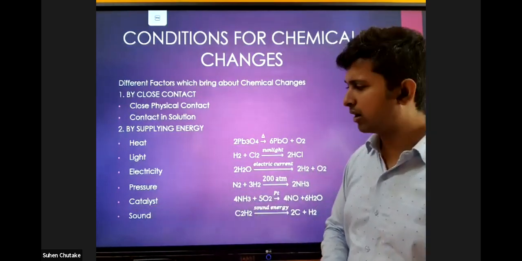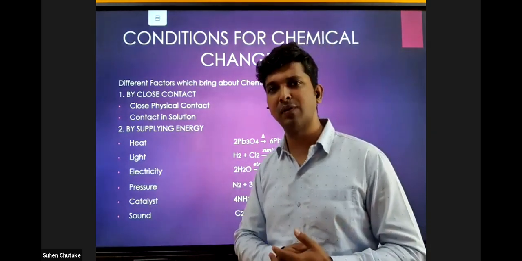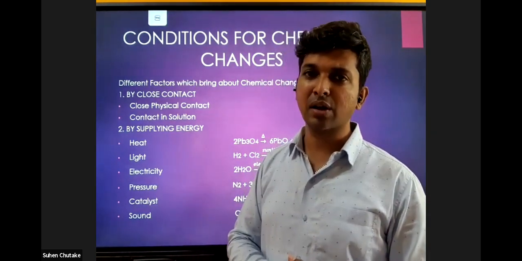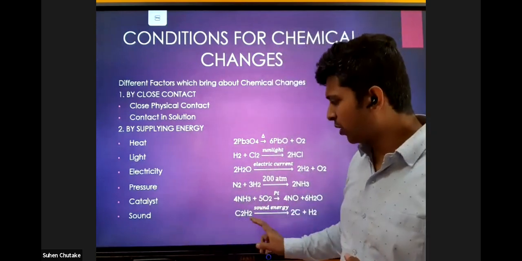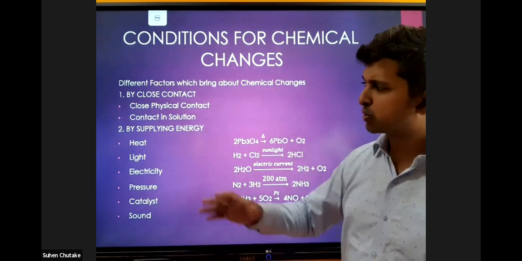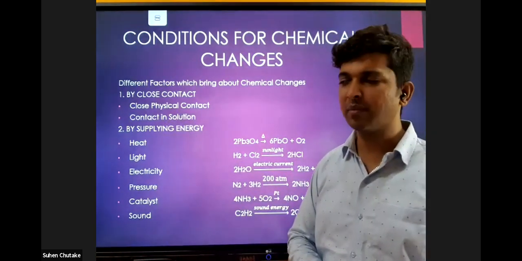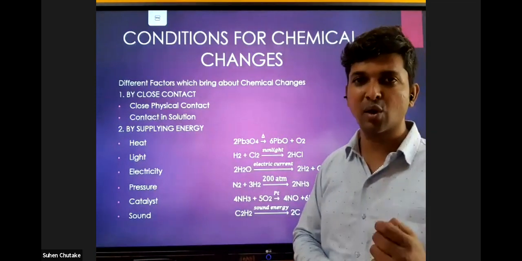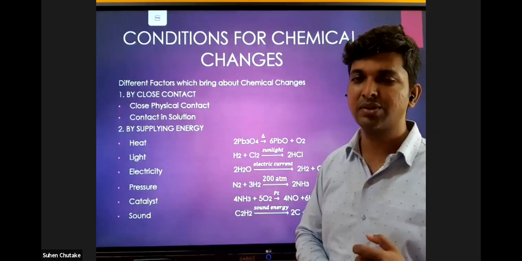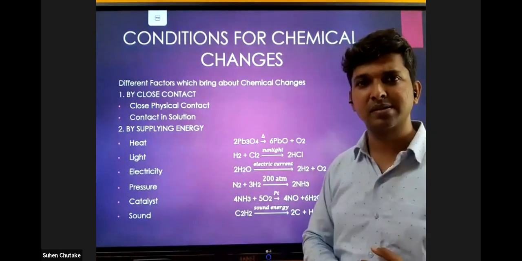And there are a few reactions which are carried out by sound energy. See, sound is also a form of energy. So we can use ultrasonic waves or infrasonic waves, whichever form of sound waves, in order to carry out some reactions. So energy can be supplied in any form in order to make sure that the reactants react with each other, and that can happen only after fruitful collisions take place.